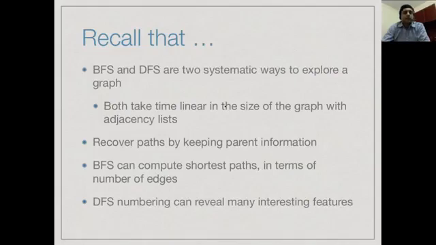And depth first search, though it does not find the shortest path, gives us a lot of other information in terms of the order in which we visited. So by keeping track of the pre and post DFS numbering, we can actually recover structural properties of the graph.